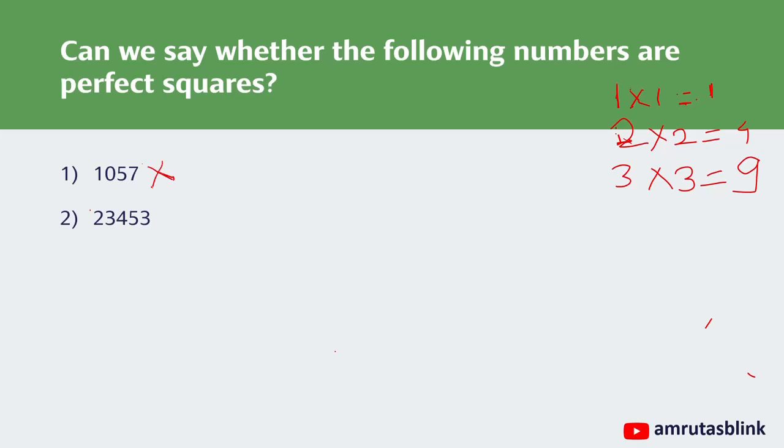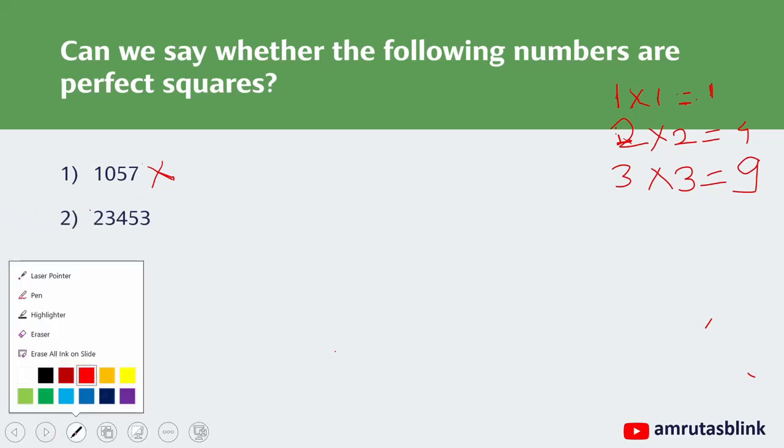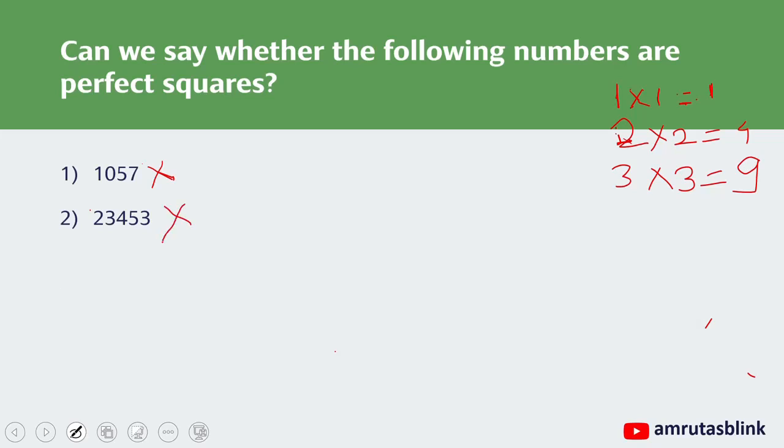Similarly, we'll have 23,453. Do you have any such number when you multiply? Let's say 1 into 1 is 1, 2 into 2 is 4, 3 into 3 is 9. So can you identify any number whose unit digit will be 3 when you multiply the number by itself? That is, 3 is also not possible. Hence, this second question is also not a perfect square.